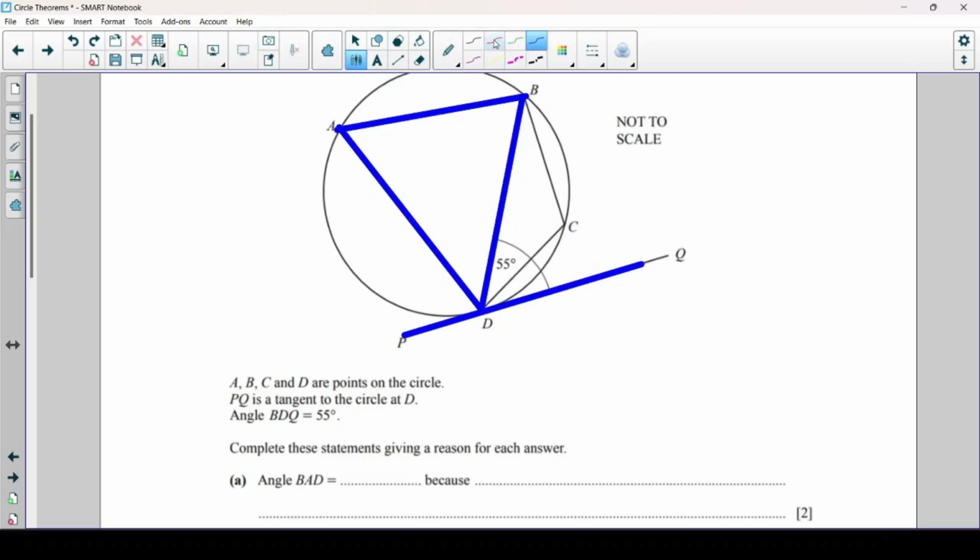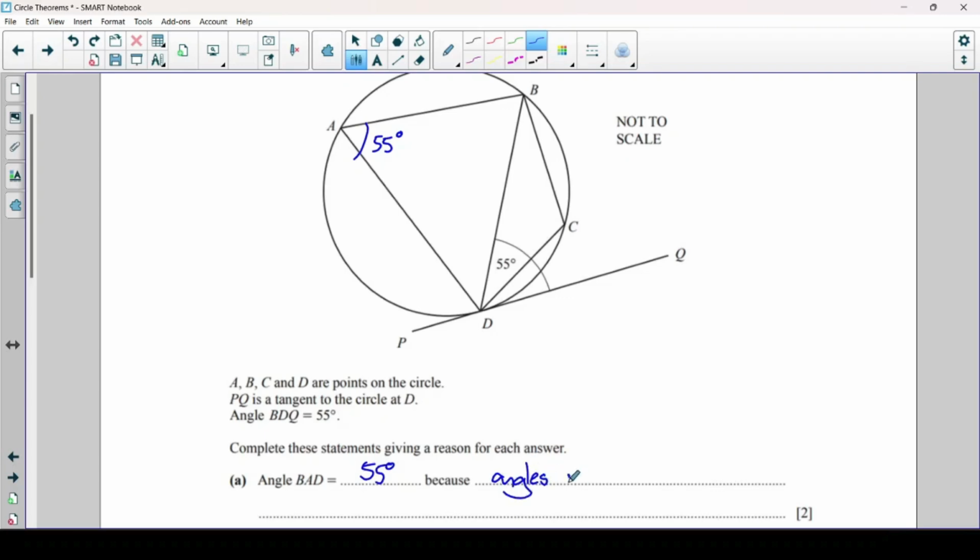And let's see if we can make our kind of Z shape using that 55 degree angle there. Remember, it's not alternate angle, so it's not this one here, it's this one at the end. So that one's equal to 55 degrees using the alternate segment theorem. Let's get rid of the lines and draw that one in then. So BAD is equal to 55 degrees because angles in the alternate segment are equal.